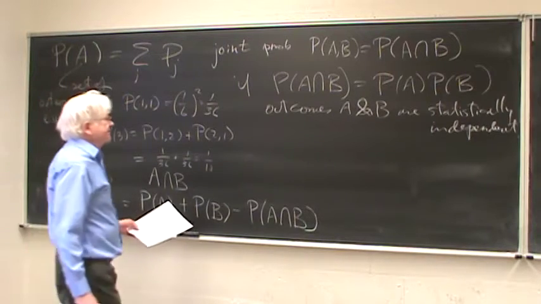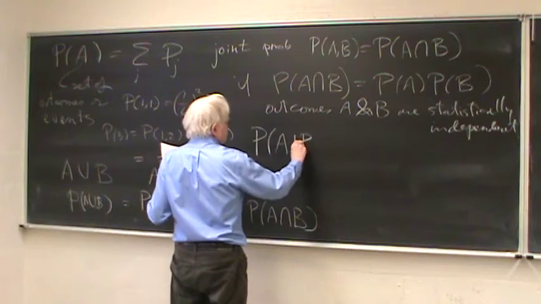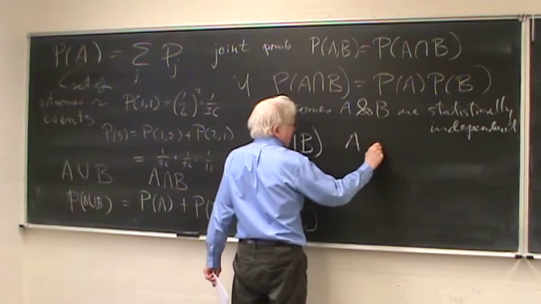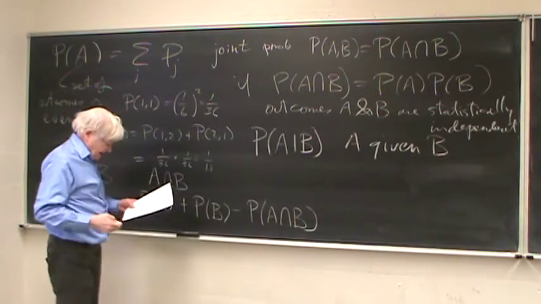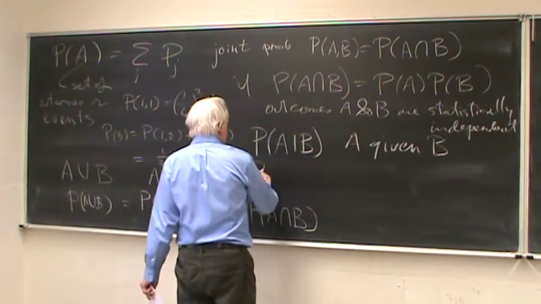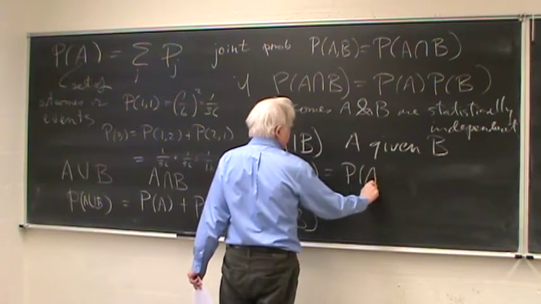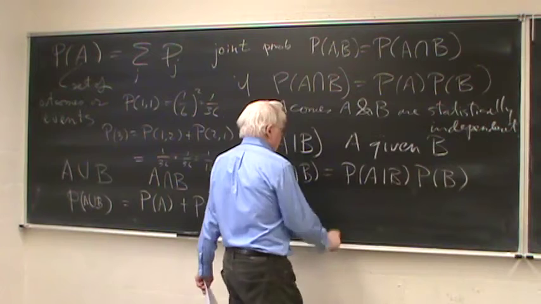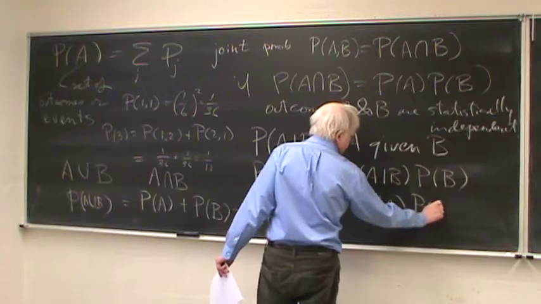Anyway, something that we think about a lot, we often run into, is the probability of A given B. So this is A given B. And what we can say is that the probability of A and B is the probability of A given B times the probability of B. But on the other hand, it's also the probability of B given A times the probability of A.